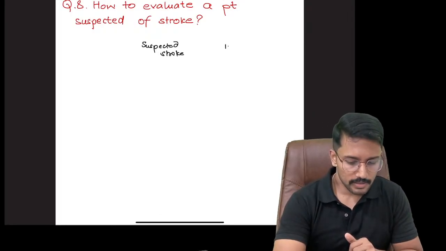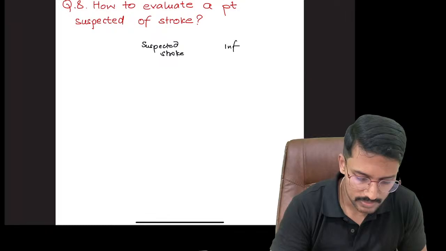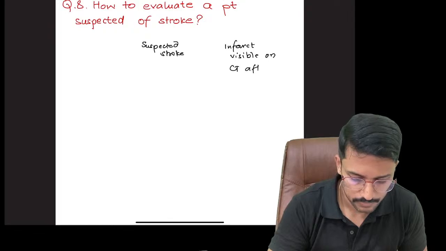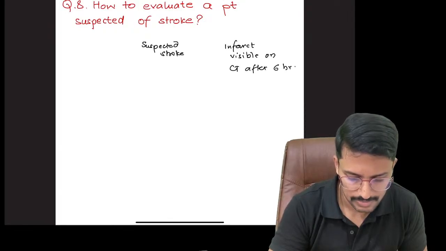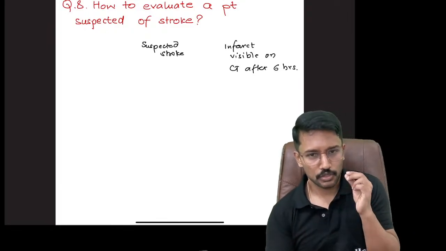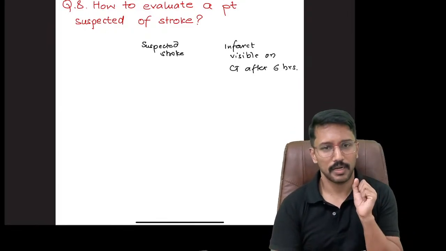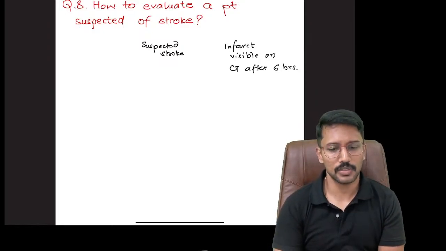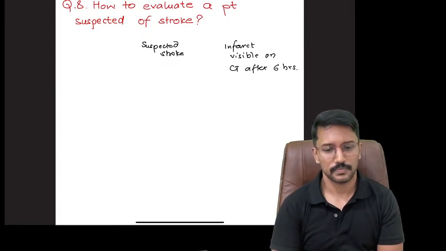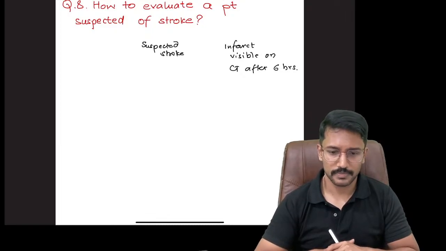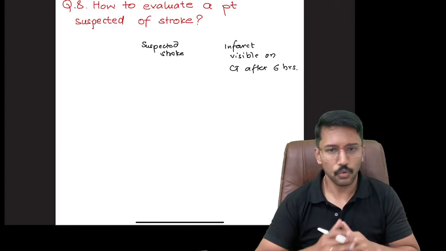So infarct becomes visible on a CT scan after 6 hours. Visible on CT after 6 hours. So for a patient who has come half an hour, 40 minutes, or 2 hours after stroke, will I be able to see an infarction on the CT scan? Will I be able to see the infarction on the CT scan? The answer is no, right?